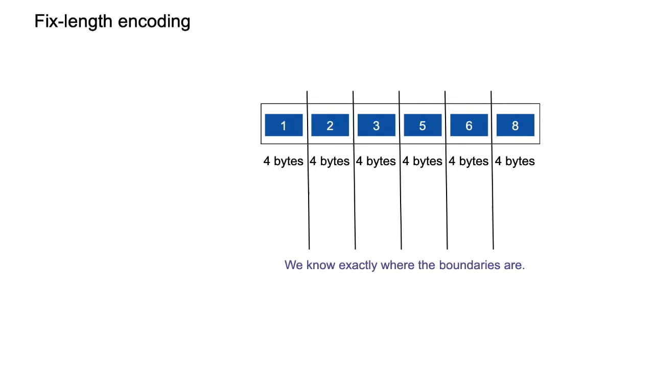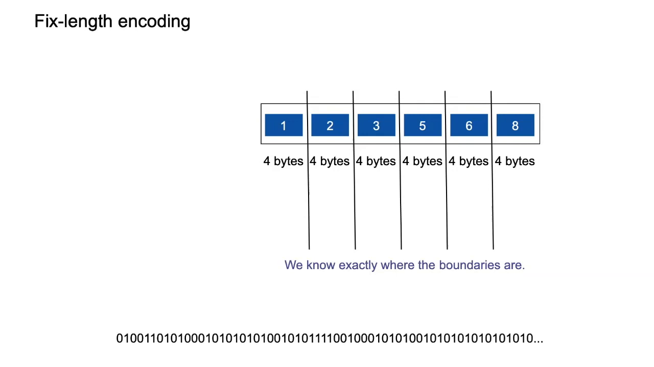Here are a few prerequisites. First, a remark: if we have a fixed length encoding, meaning it's always the same number of bits, the same number of bytes for every integer, then we know exactly where the boundaries are. We know that we need to cut every 32 bits. We have the end of a number and the start of a new number, right? So this makes it easy.